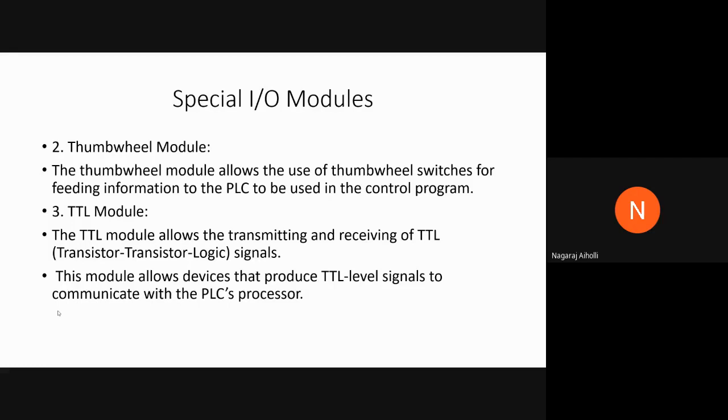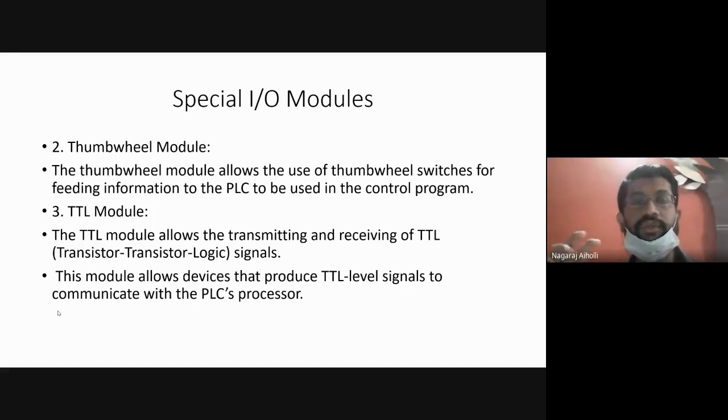The next one is the TTL module. TTL stands for transistor transistor logic. The full form of TTL is transistor transistor logic. This TTL level is in between 0 to 5 volts. It has a low level and a high level. If the range of the voltage is 0 to 0.8 volts, then it is called low level or 0.